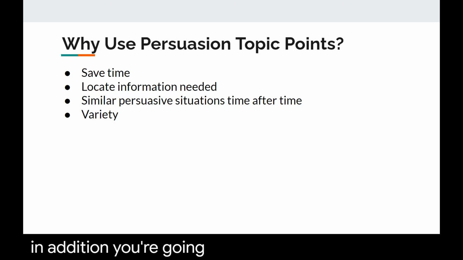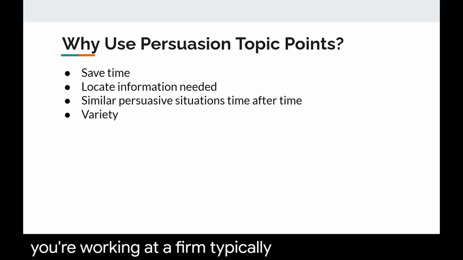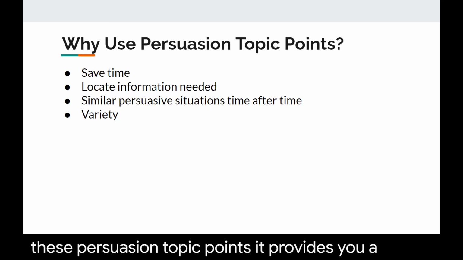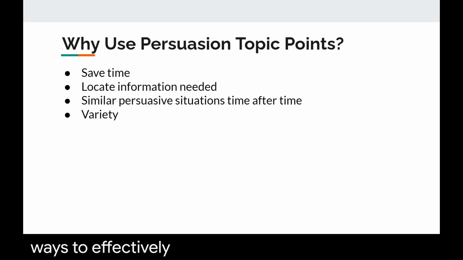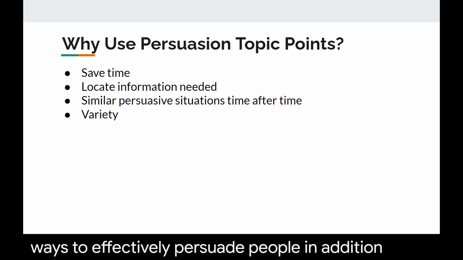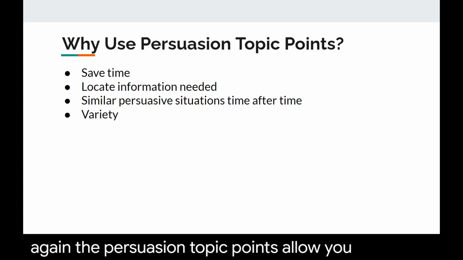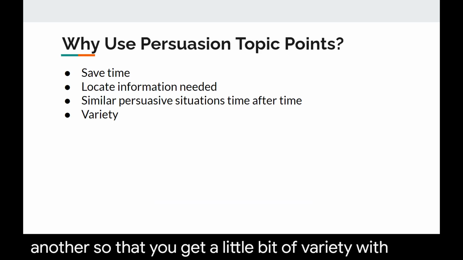In addition, you're going to come across the same persuasive situations time after time, especially if you're working at a firm. Typically, you get very similar clients who have similar needs. And so these persuasion topic points provide you a toolbox that you can use time and time again to find ways to effectively persuade people. And once you come across those same issues again, the persuasion topic points allow you to use one solution for one client and another solution for another, so that you get a little bit of variety within your portfolio and within your writing.